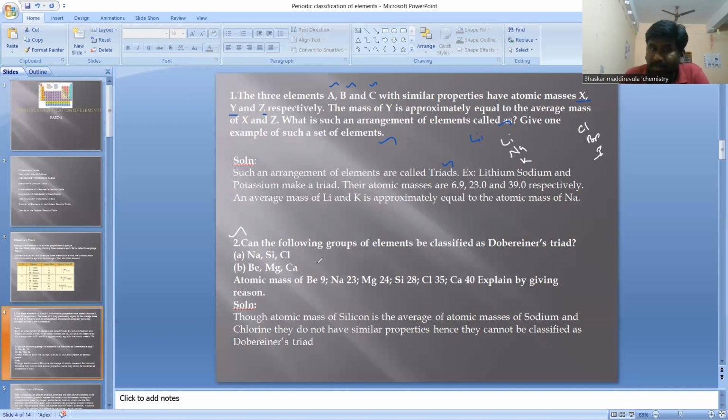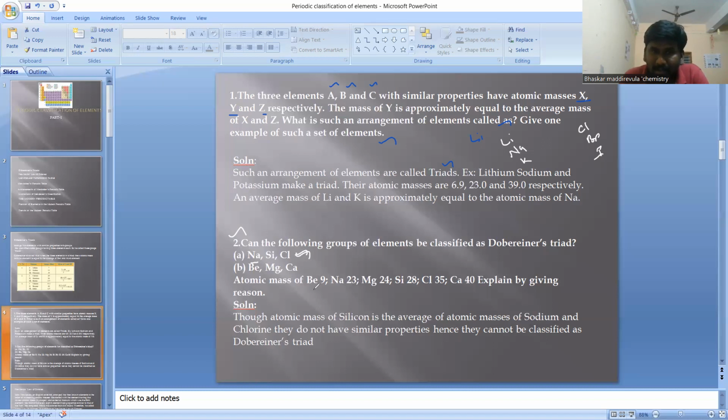So what is the first feature of the triad? The elements which we are going to group should have similar properties. Suppose we take this set of elements, do they have the same properties? No, sodium is different, silicon is different, and chlorine is different. Yes, they have different properties. That is the first feature of the triad. We have to group only the elements which possess the same properties. So these elements do not possess the same properties.